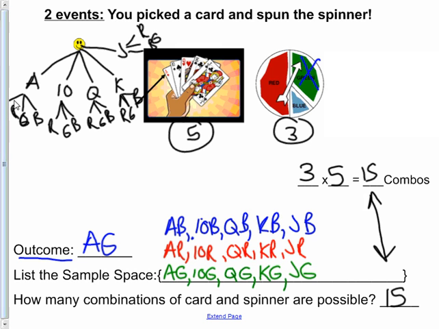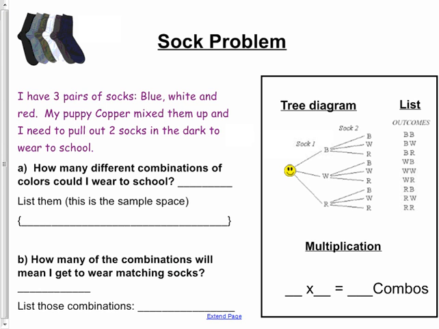If I count how many ends to this tree there are, so 1, 2, 3, 4, 5, 6, 7, 8, 9, 10, 11, 12, 13, 14, 15, I still get that there are 15 combinations. So those are 3 different strategies that you can use to find the number of combinations when 2 or more events occur. All right, let's try the sock problem.